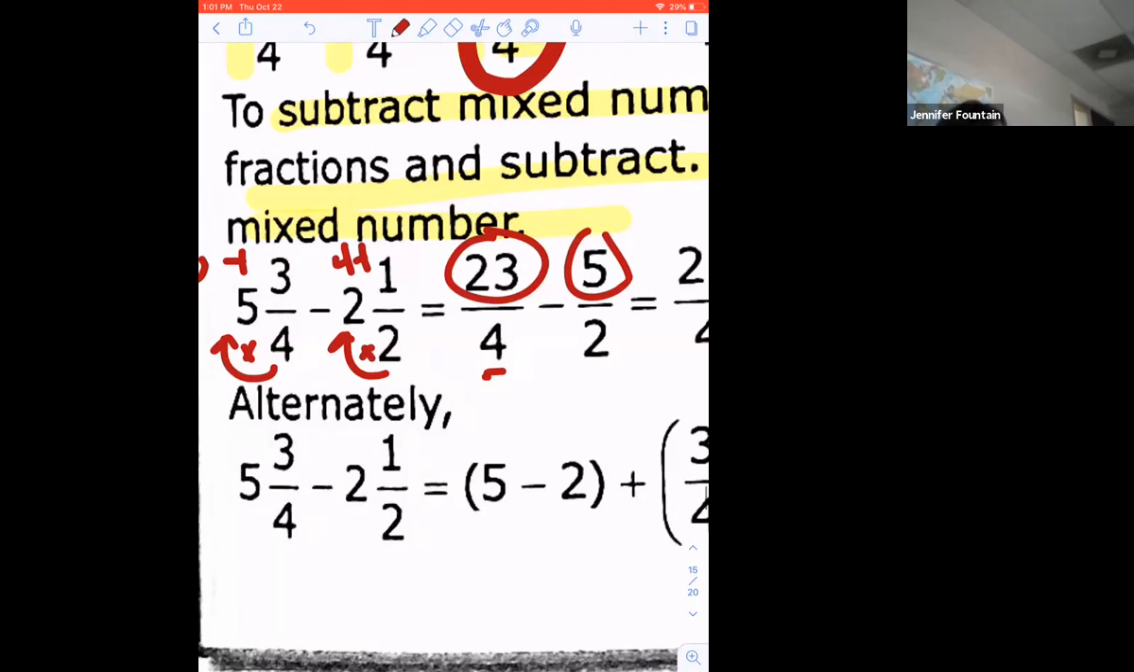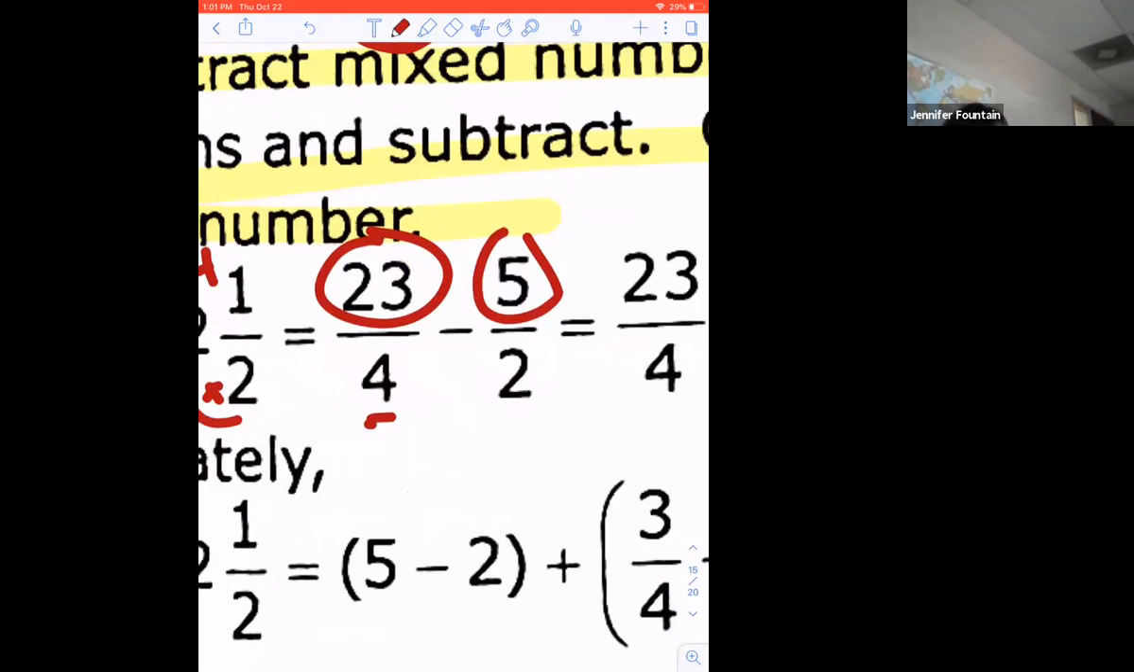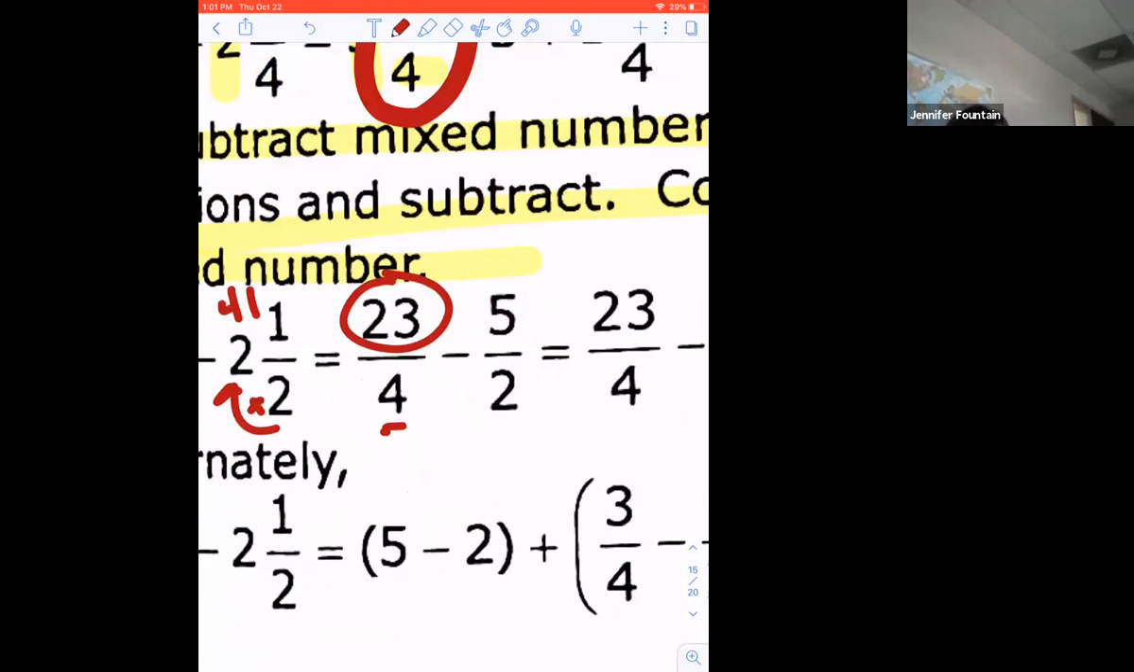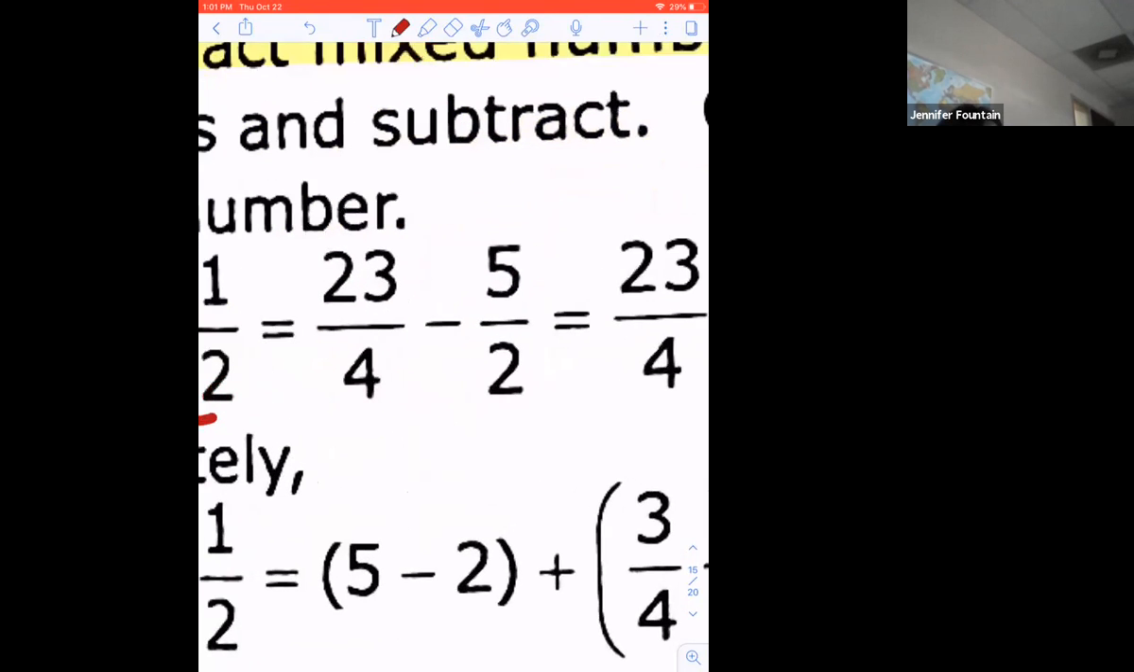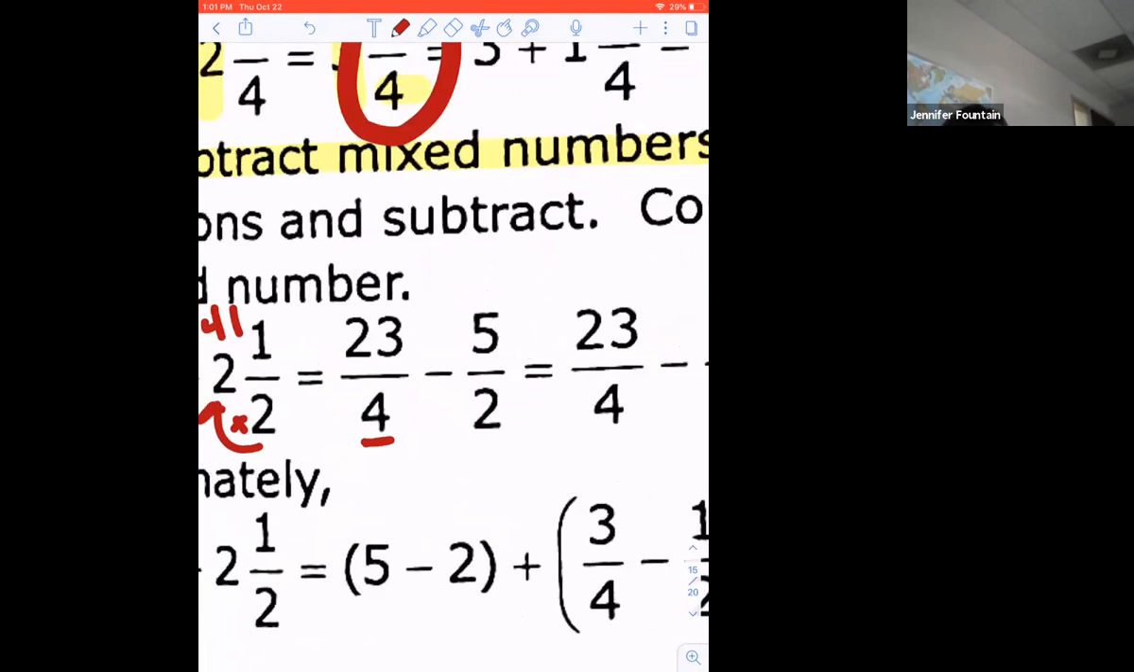Okay, so the first thing we did is we changed to improper fractions. Well, now we can see that we have unlike denominators. So now our next step is going to be, I've got a 4 and a 2, and I have to find common denominators to be a denominator, something that can be used.